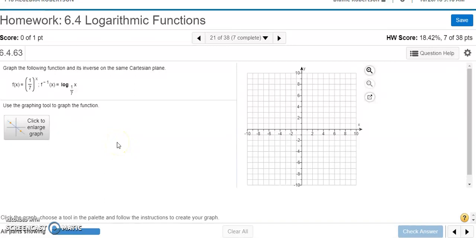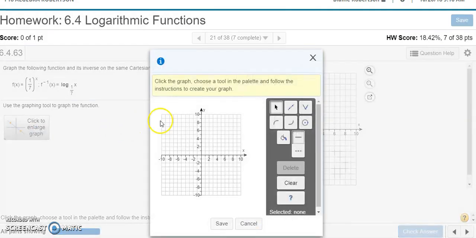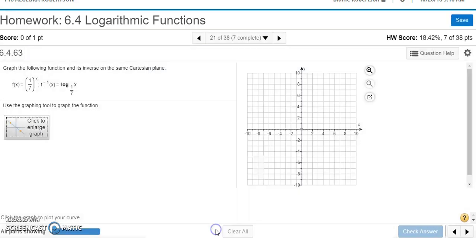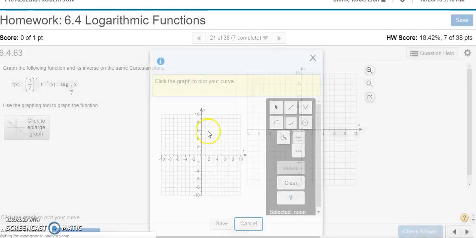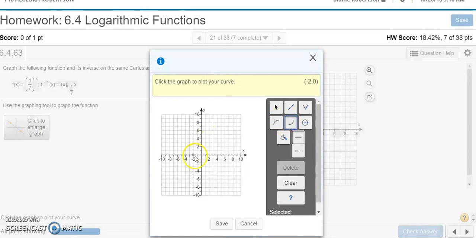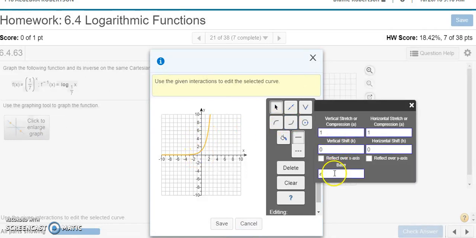All right, so continuing with problem number 21. Once again, we're just graphing our exponential function and the inverse, which is the logarithmic function, on the same graph. The base in each case is going to be 1 over 7. So let's graph it. Grab our exponential tool. The base is 1 over 7.